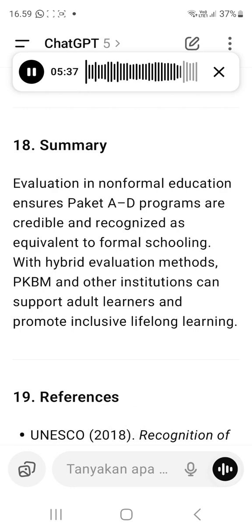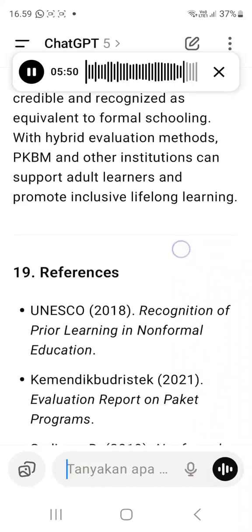18. Summary. Evaluation in non-formal education ensures Packet A-D programs are credible and recognized as equivalent to formal schooling. With hybrid evaluation methods, PKBM and other institutions can support adult learners and promote inclusive lifelong learning.